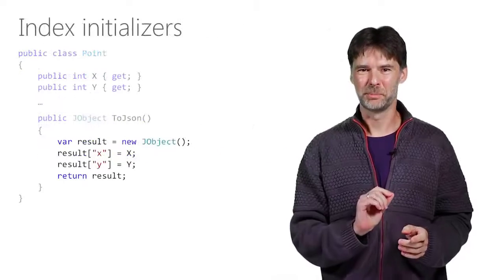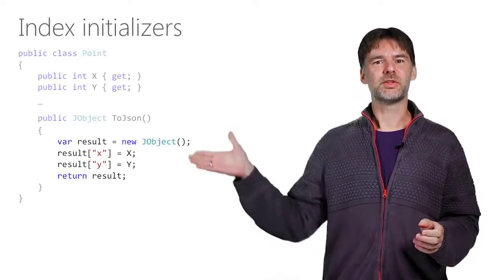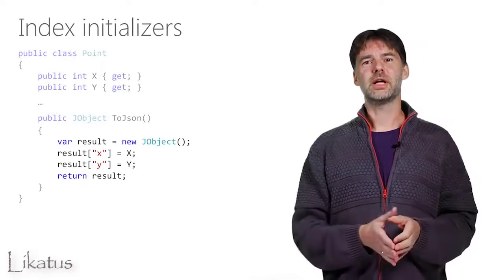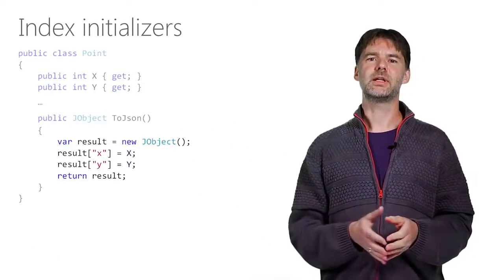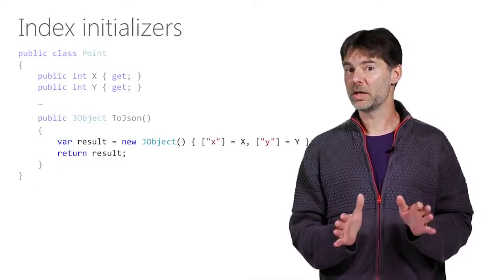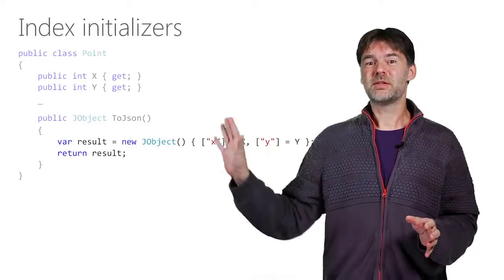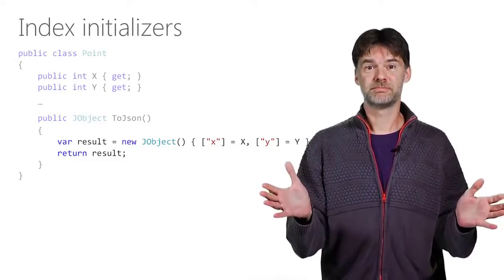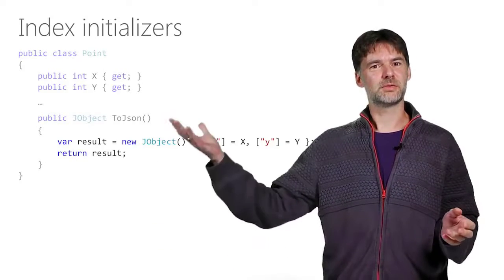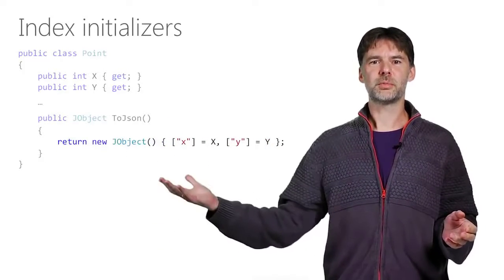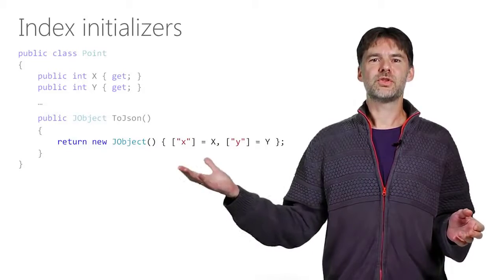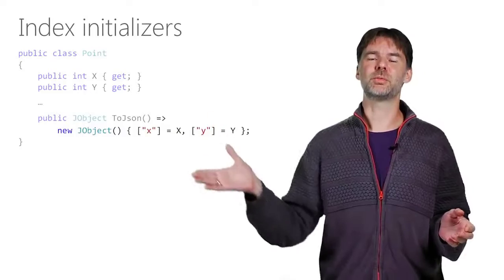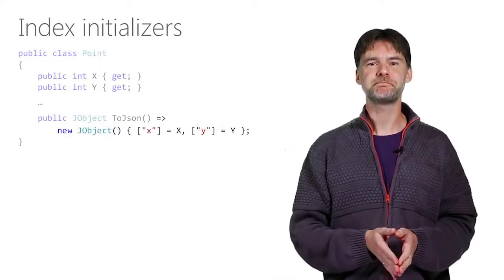But wait, there's more. Here's a method to turn our points into JSON objects. Today, you can initialize properties in an object initializer, but index setters still have to be assigned in separate statements. Well, not anymore. You can now assign to indices inside object initializers, so that JObject can be initialized in just one expression. That leads to this cascading effect of simplification. We don't need the temporary variable anymore, and now we have just a single return statement. So in fact, we can just turn the body into an expression like you saw before. Things get so much clearer.